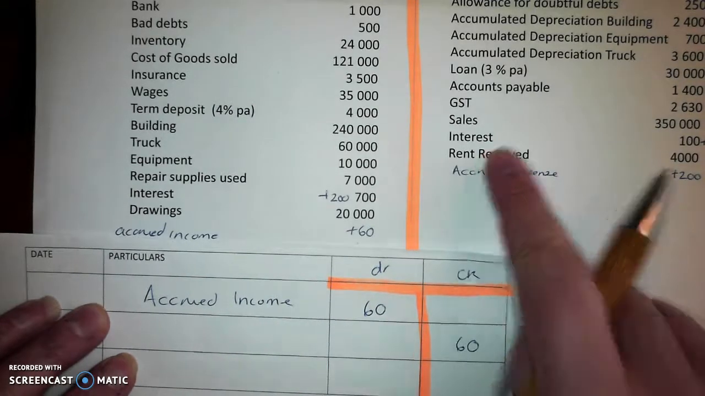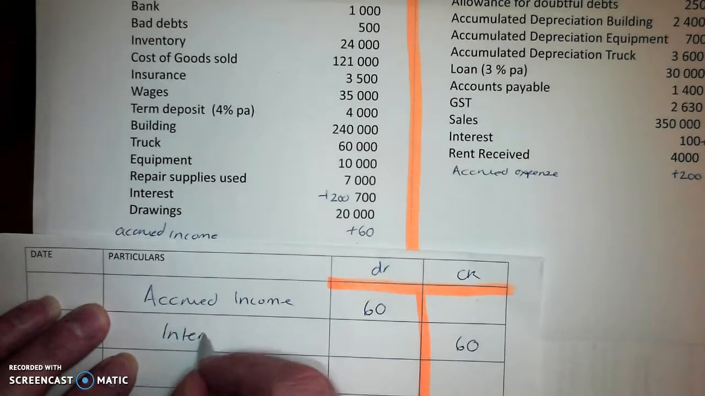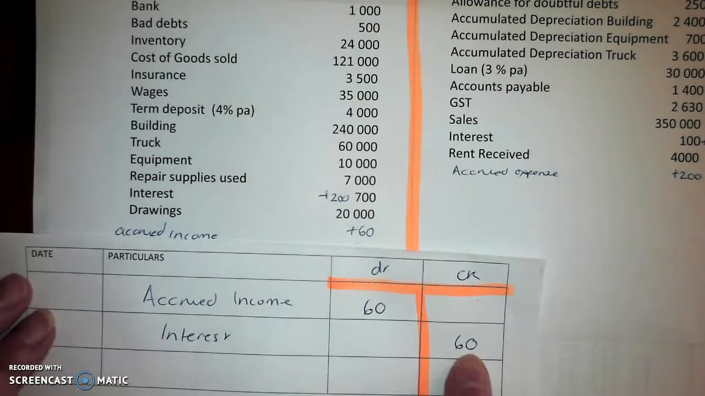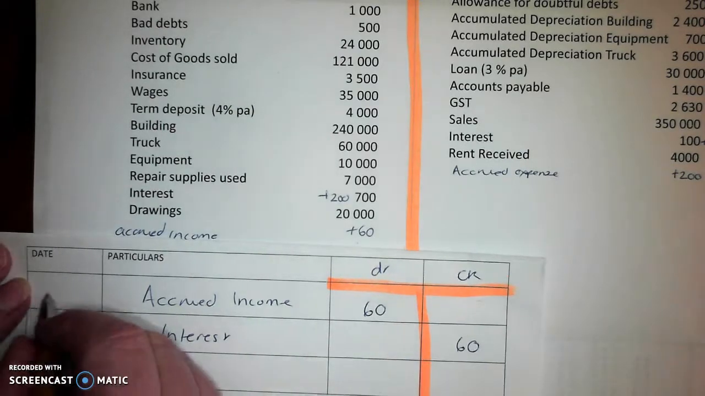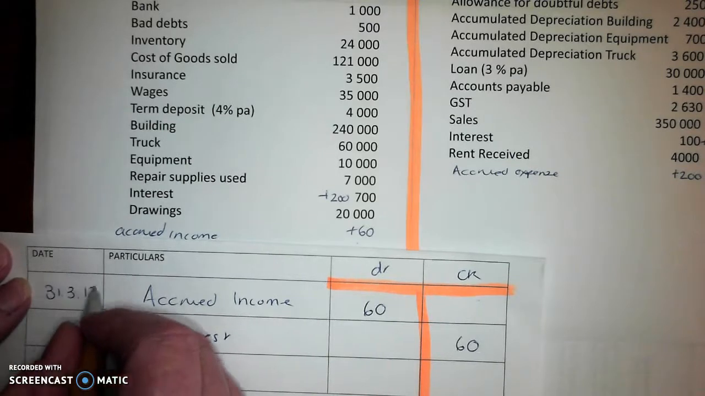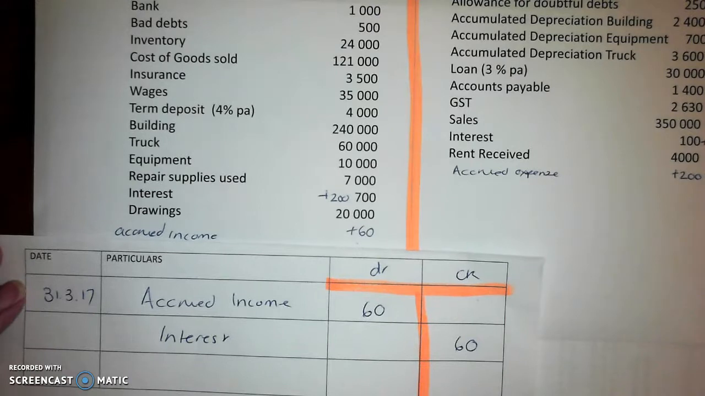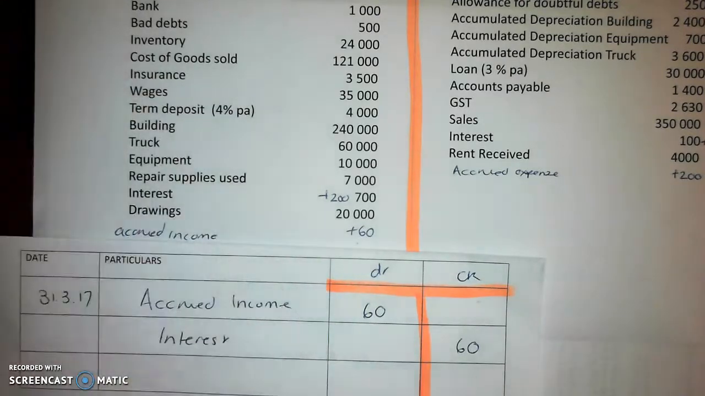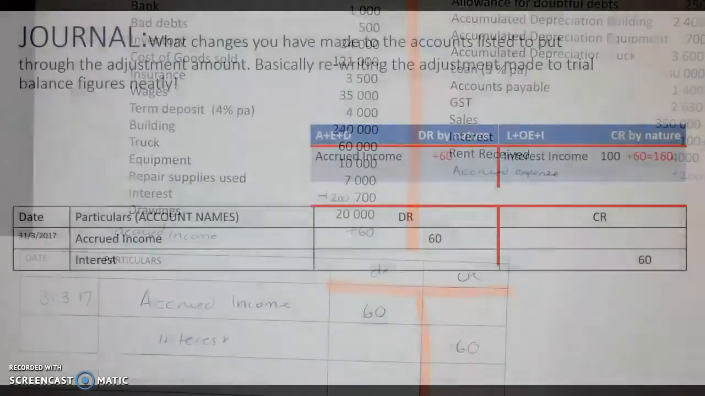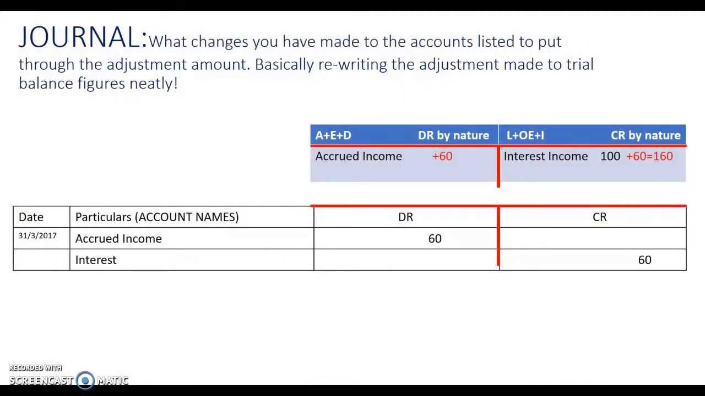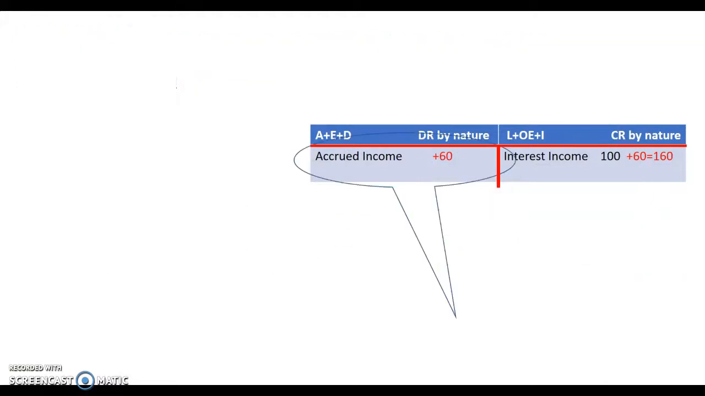There, onto the interest account, and I just copy exactly what they have written there if it's already an account that's already been opened, and the date, 31st of the 3rd, 17. So that will be my journal reflecting that adjustment for the income that was due. Let's just go back here, and I'm just going to now look at how those things reflect. That's just the animation for that.